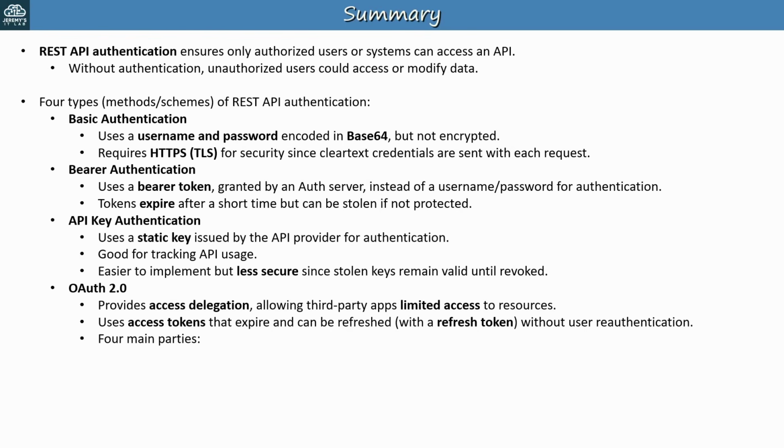OAuth 2.0 involves 4 key parties: the resource owner, for example the owner of the Google account; the client app, the app that requests access to the account's resources; the authorization server, which grants the client app a token to provide limited access to the requested resource; and finally, the resource server, the server that hosts the protected resource, for example the Google account's information.